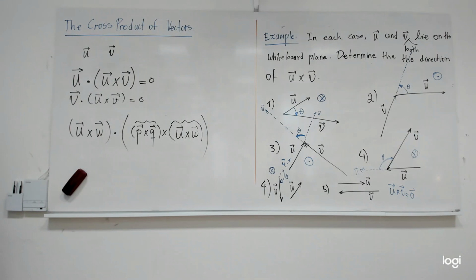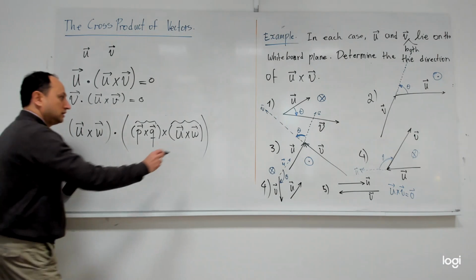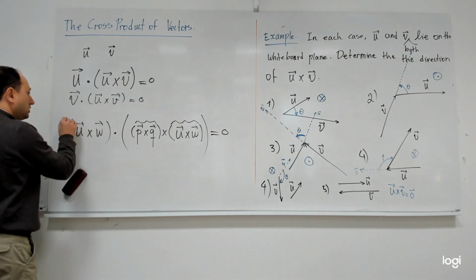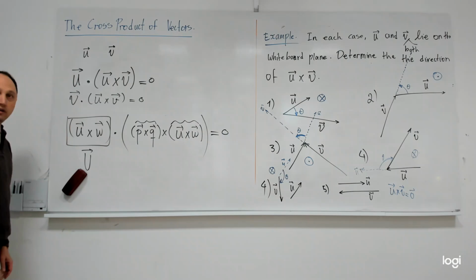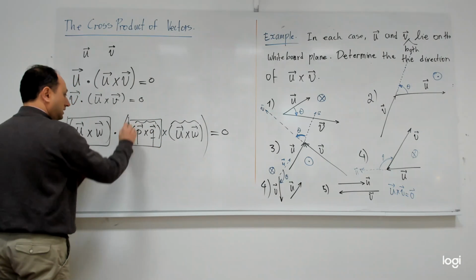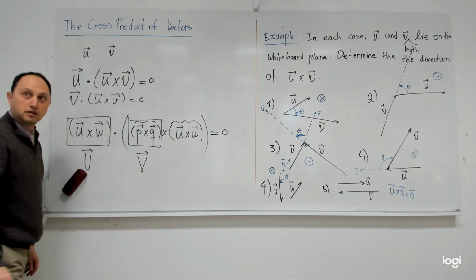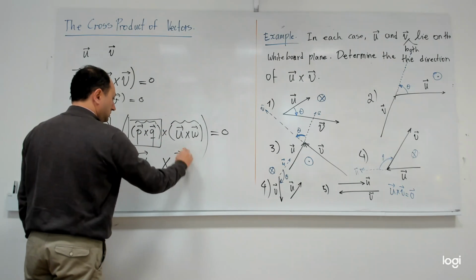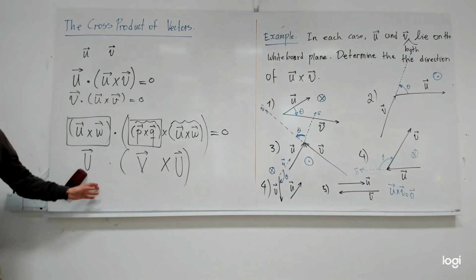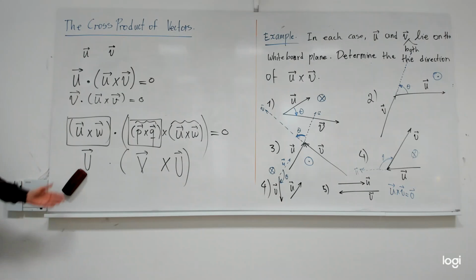If it's perpendicular to u and v, it should be 0. It's 0 again. Yes, that's 0. So let me tell you. Let me call this one capital U. Let me call this one capital V. And then the same thing. This is again capital U. That's the same combination. So that's also 0.